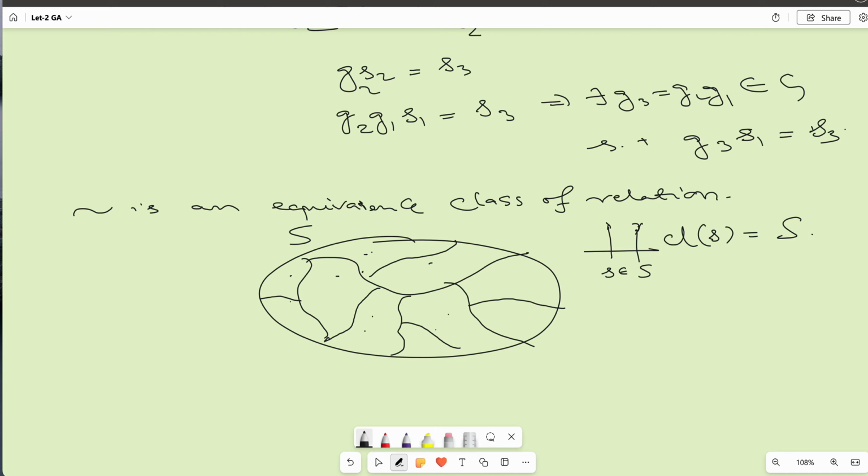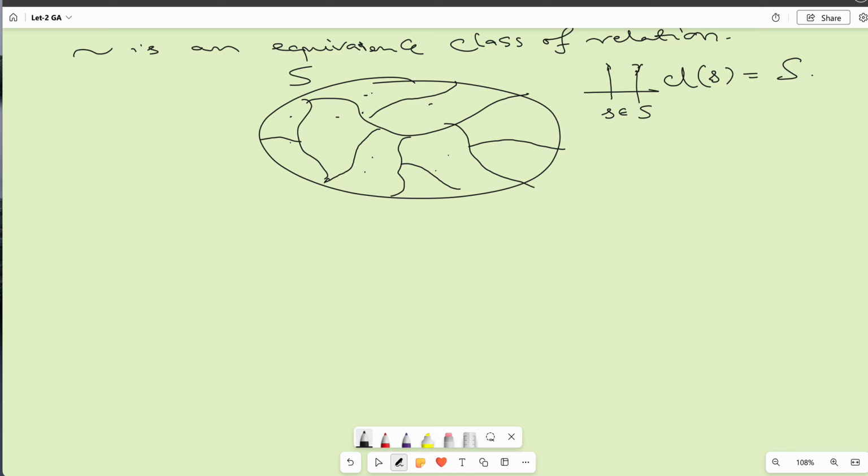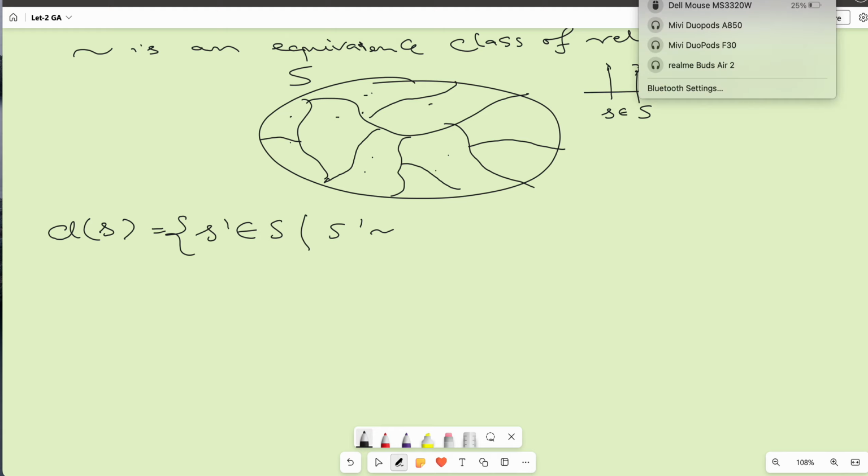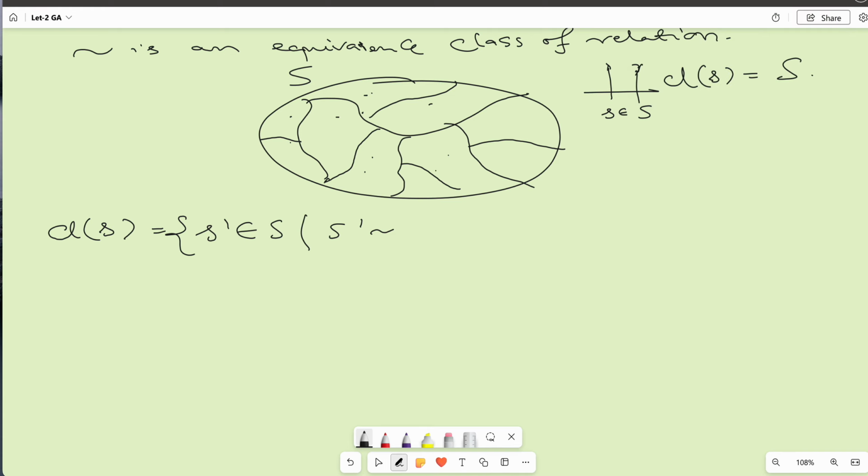So what is the definition of a class? We have the class of any element S. The class of any element S is all those S dash inside S, such that S dash is related to S, right?